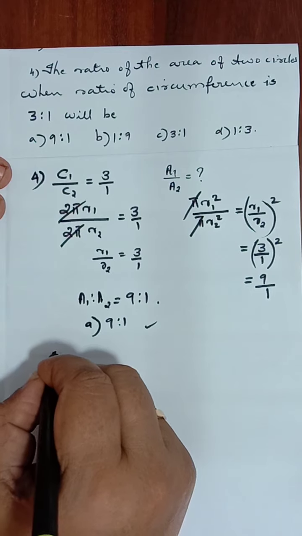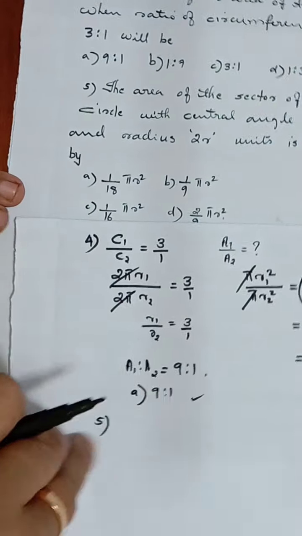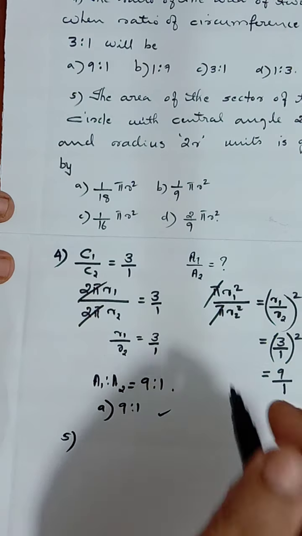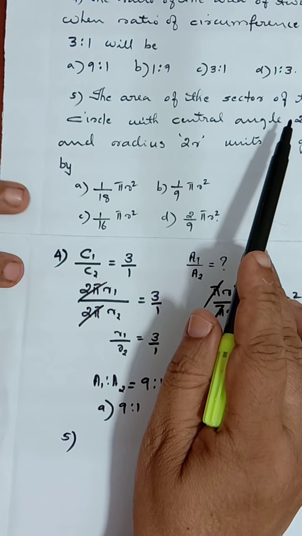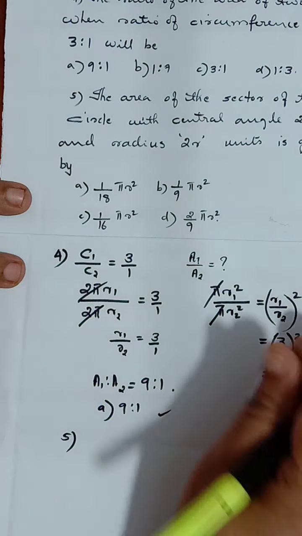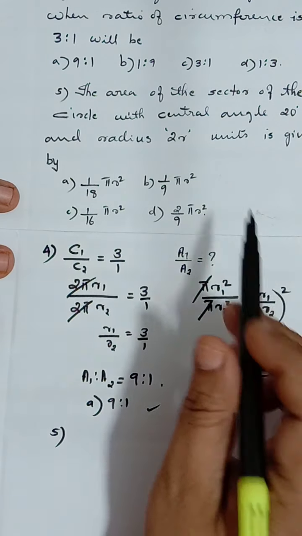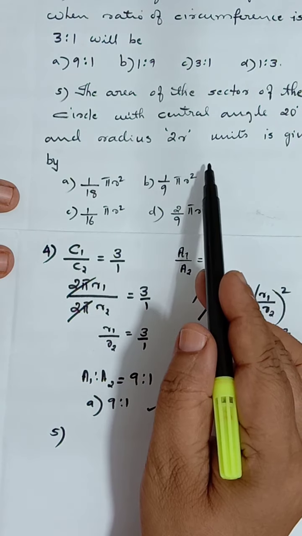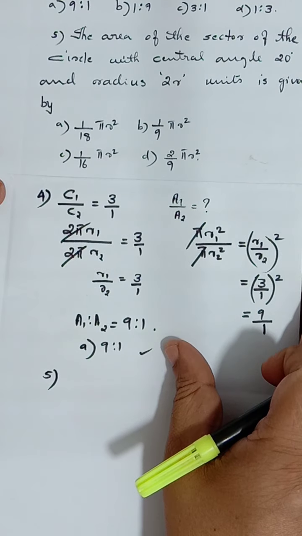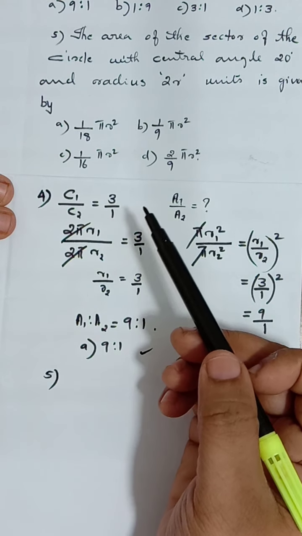Okay. Now comes to the fifth question. Check the fifth one. Here we have the fifth question. The area of the sector of the circle with the central angle 20 and radius 2r unit is given by. Area of sector of a circle. Any circle may have central angle 20 degree and radius 2r. Area of sector formula everybody knows. Now here it is very important, always you have to check the answer. It has come in pi r square form itself. So calculation is much easier.